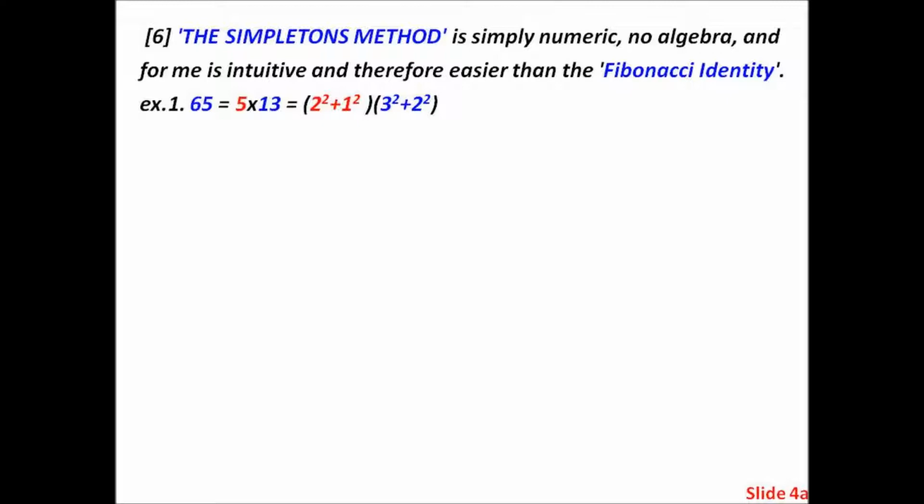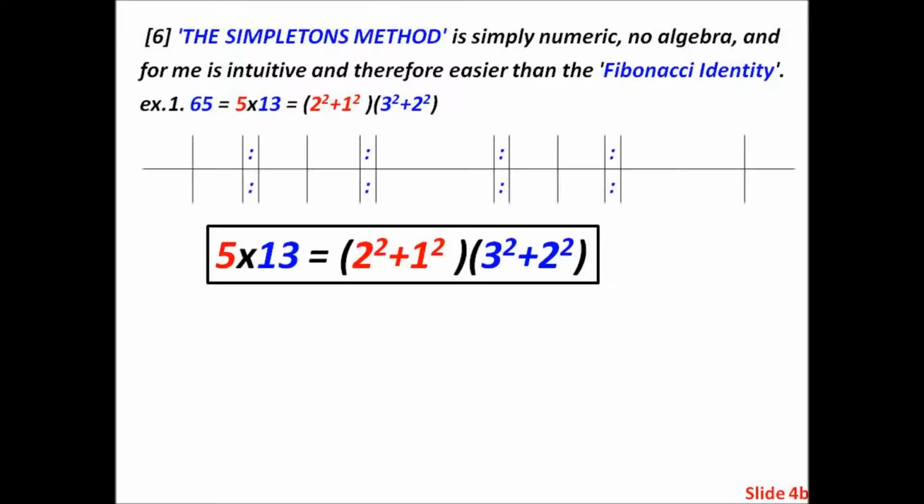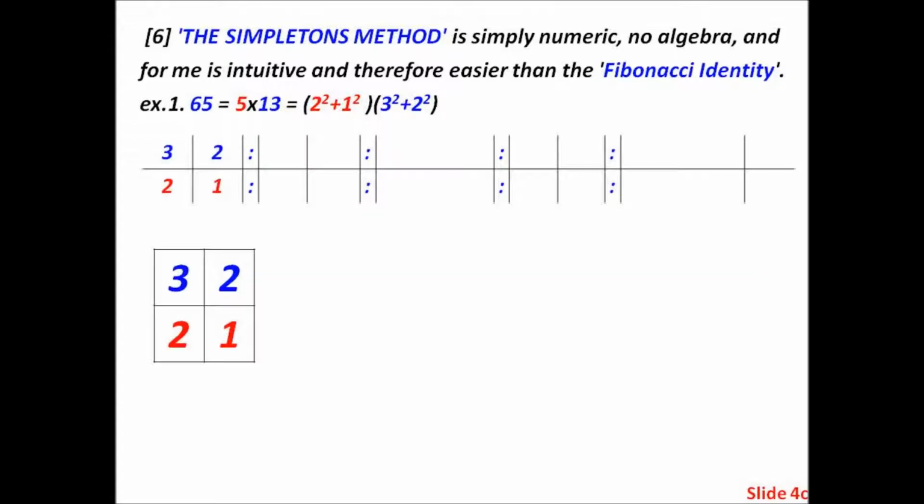6. The Simpleton's method is simply numeric, no algebra, and for me is intuitive and therefore easier than the Fibonacci identity. Example 1, 65 equals 5 times 13 equals 2 squared plus 1 squared times 3 squared plus 2 squared. 1. Take the roots of the sums of squares for the two 4n plus 1 primes to be multiplied and insert into a 2 by 2 table with the roots of the largest prime in the top row.